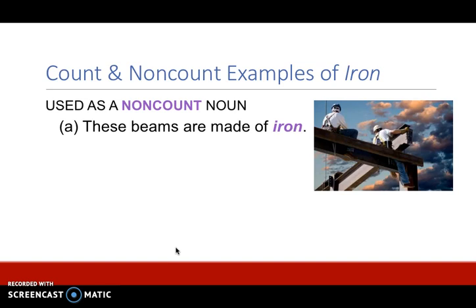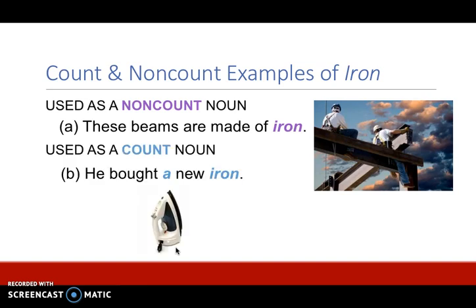Iron. Used as a non-count noun, these beams are made of iron. Again, this is like the material or a solid. Used as a count noun, he bought a new iron. So this is an object that we can count. So notice that we have an article a to go with the count noun.